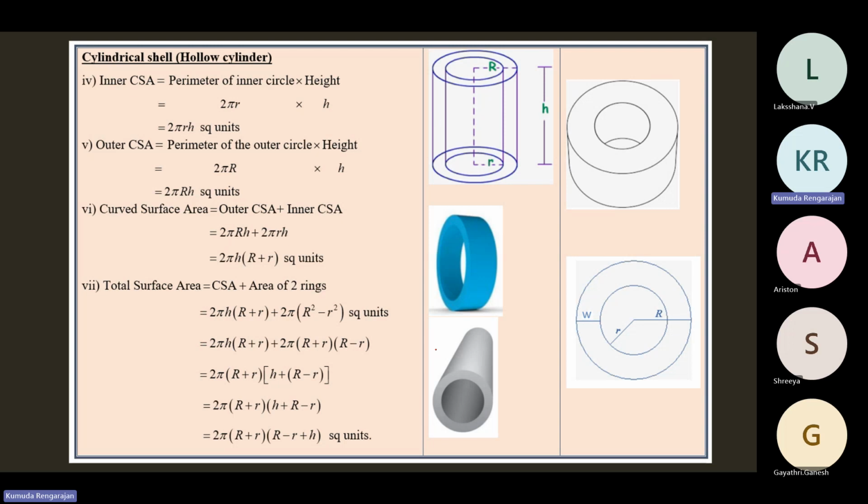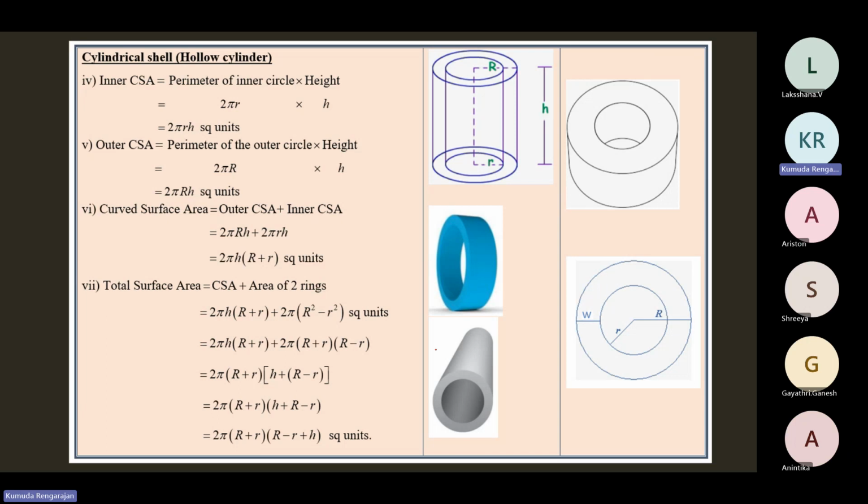If you have to rub your hand over this pipe, where all can you feel the surfaces? You can touch the inner CSA inside the pipe. Then outside, the outer curved surface area, outer CSA. Then you can see the two rings. One ring which is visible to us here. This is called a ring. This area is called area of a ring. And you can see a similar ring behind.